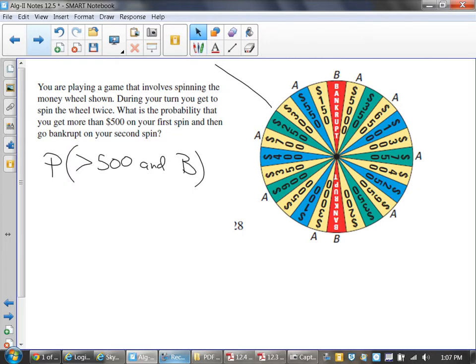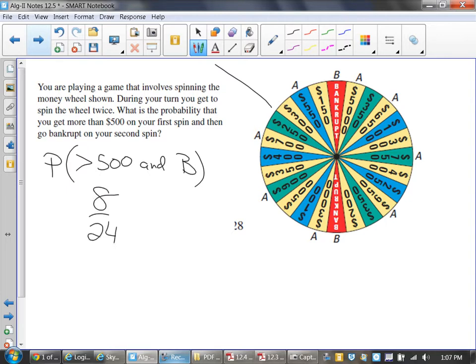So, the probability of the number, your dollar amount, being greater than 500, it's already labeled with an A. So it helps a little bit. 8 out of 24.